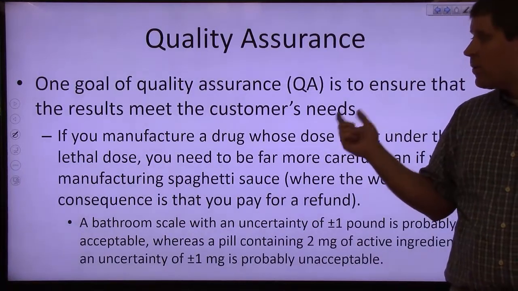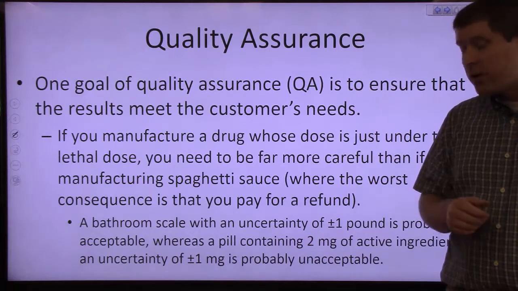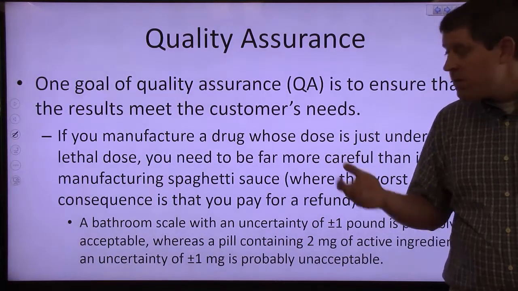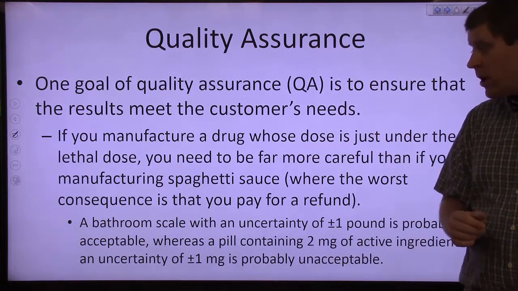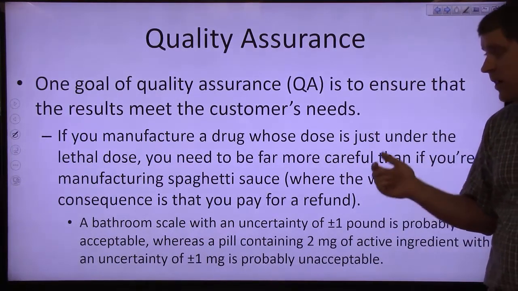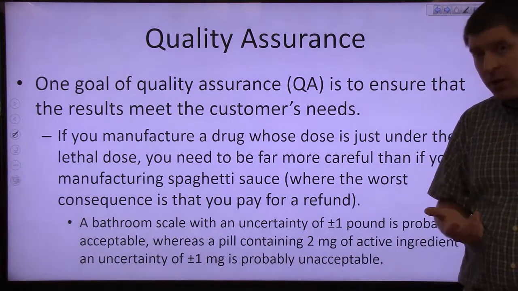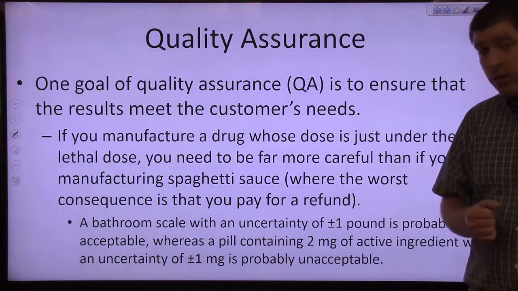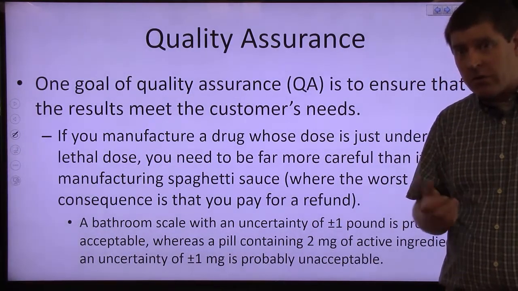So one goal of quality assurance, or QA, is to ensure that the results meet the customer's needs. For example, if you manufacture a drug whose dose is just under the lethal dose, you need to be far more careful than if you're manufacturing spaghetti sauce, where the worst consequence is that you pay for a refund. We're assuming here that you're not getting sick off of the spaghetti sauce, just that you have sort of a bad mix of ingredients in there where it just doesn't taste good.